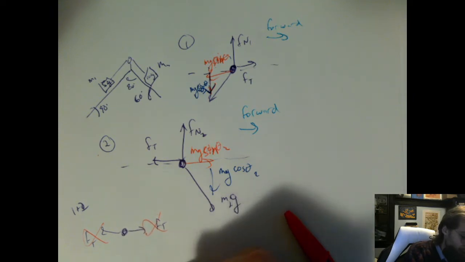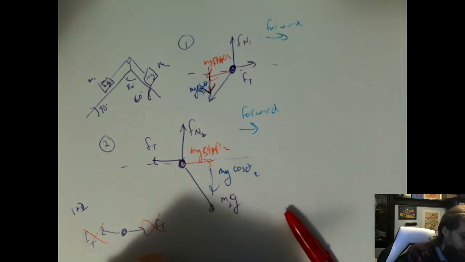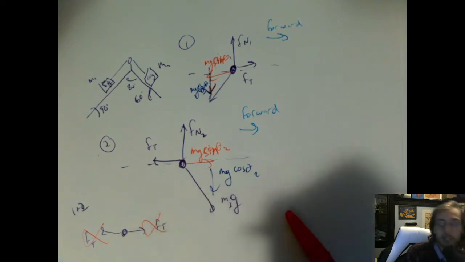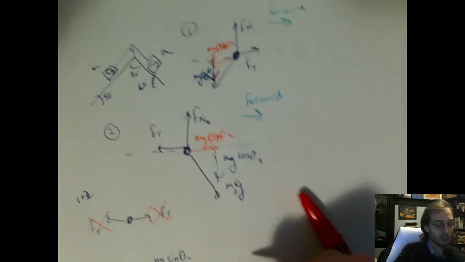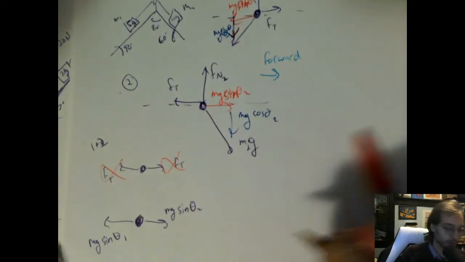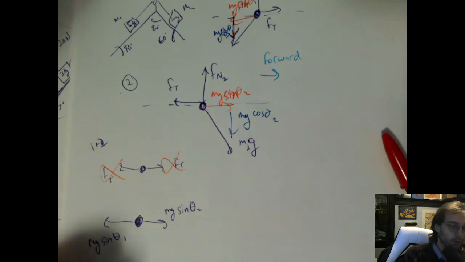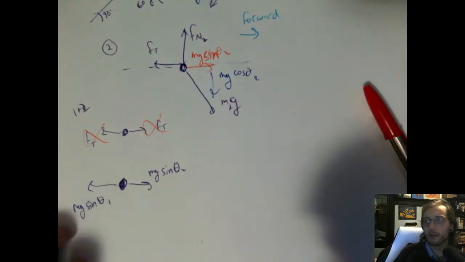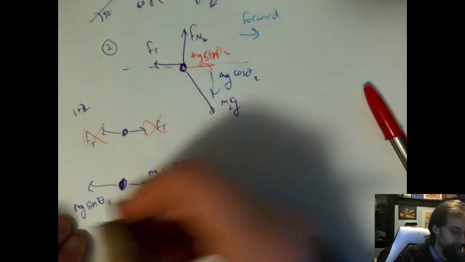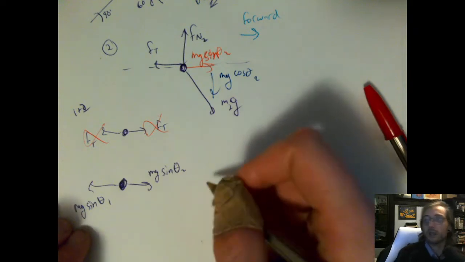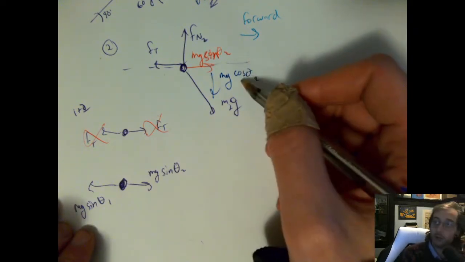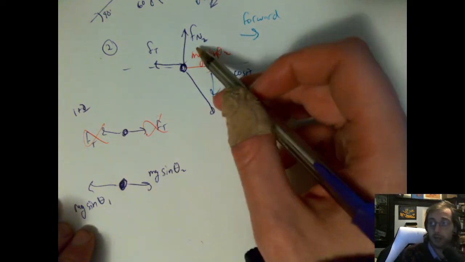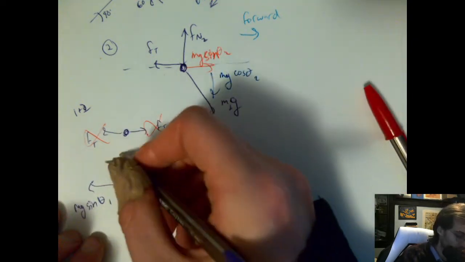mg sine theta 2 going forward and mg sine theta 1 going backwards. Give myself a little more room to work with. Great. And mg sine theta 1 going backwards. I don't have to worry about mg cosine theta because that's going to cancel out with our normal force, and I can actually just show that here.